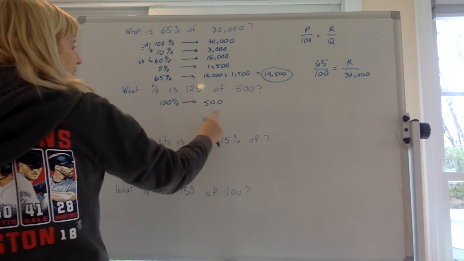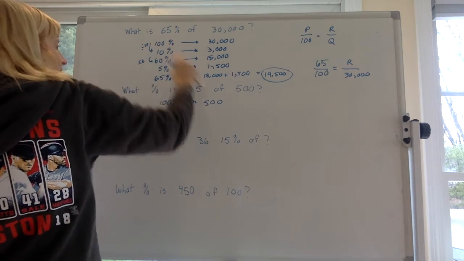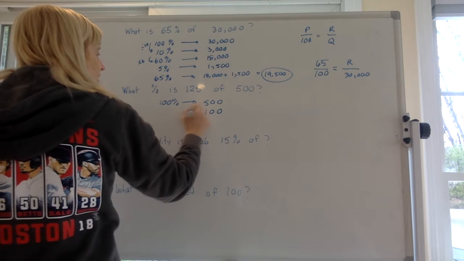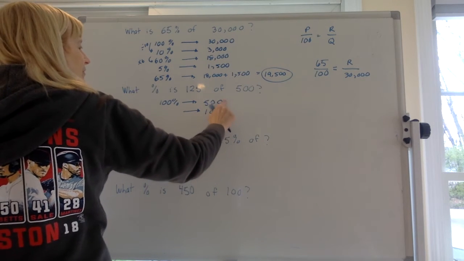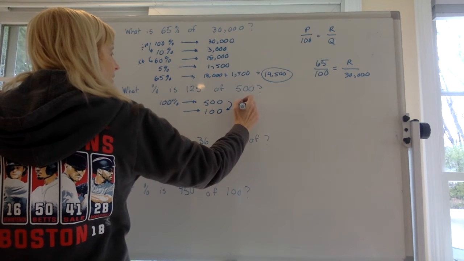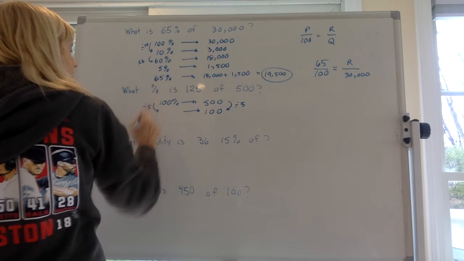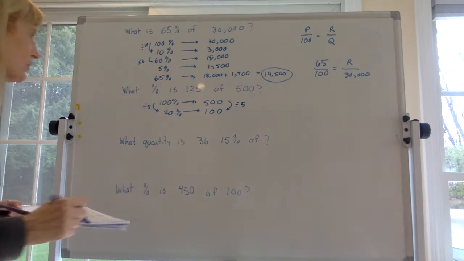It's okay if you're working on the right side or the left side. It doesn't matter. Last time we worked out the left side. This time we're going to work out the right. Let's get to 100, guys. If you go from 500 to 100, you divide by 5, right? So do the same thing here. Divide by 5. So 100 divided by 5, I believe, is 20. So 20% corresponds to 100.